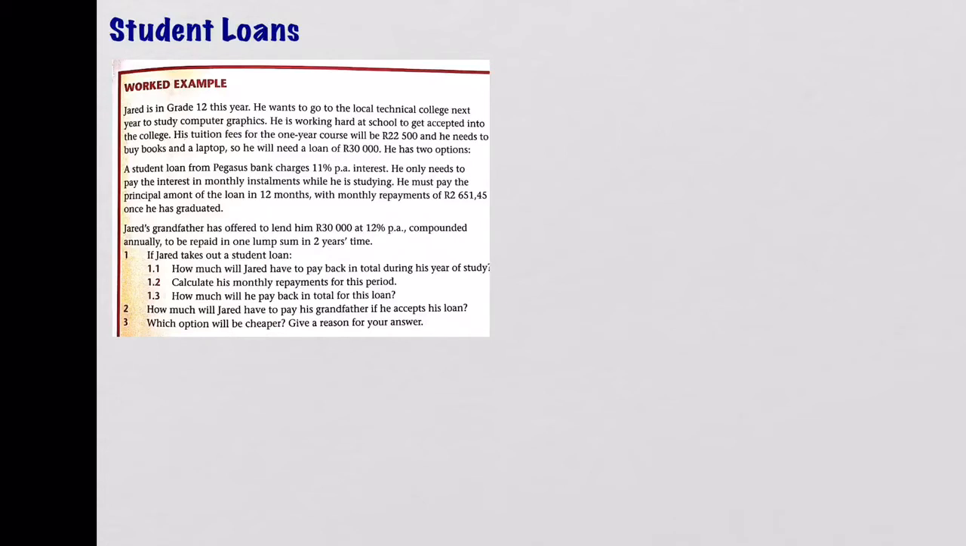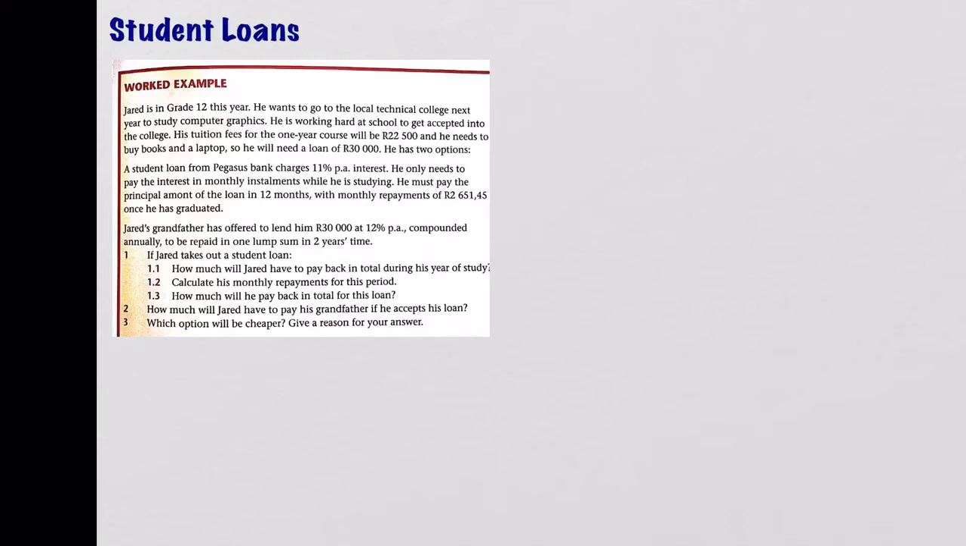So let's look at this worked example together. It's on page 121 of your textbook, and I'd like you to go through it with me quite carefully. What it looks at is the difference in this young man, Jared, getting a student loan, through the bank or through his college or whatever it is, or getting a loan from his grandfather, which would just be a normal loan, not a student loan.